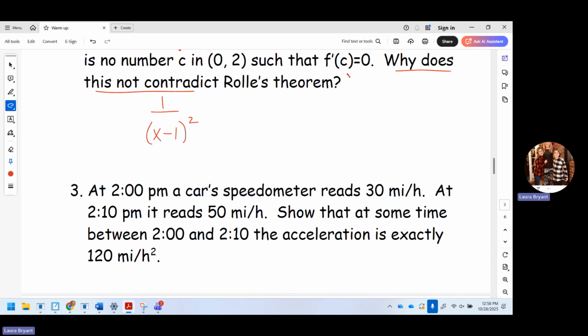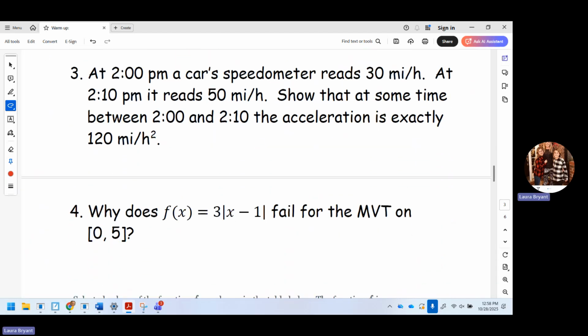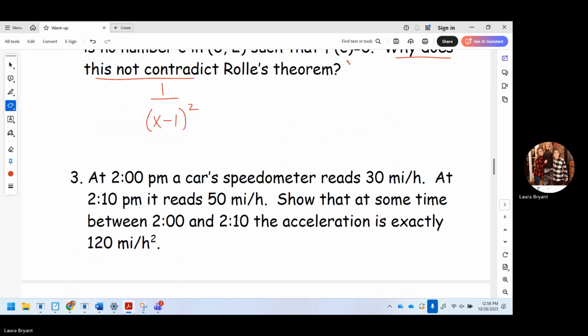Okay, and then like I said, quickly, the second one. So it doesn't break the rule because the rule doesn't apply. The function is not continuous at x equals 1. And so that means you just can't use the rule. Denominator equal to 0.